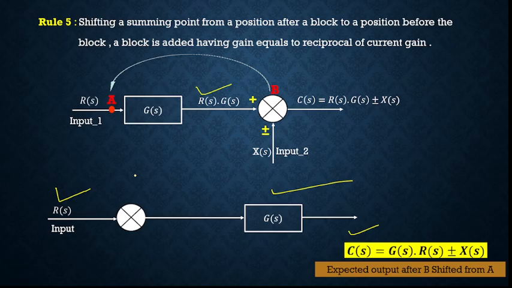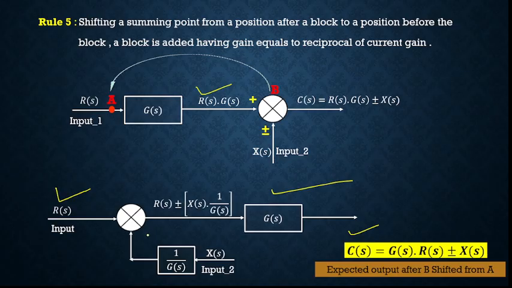R of S is the input. Next input here is what? X of S. So this is multiplied by 1 upon G of S, and then the input X of S is given to you with the same sign as plus minus. So what will be the output of the summing sign here? This will be R of S plus minus X of S into 1 upon G of S. And this complete component of the summing point will be given as input to G of S.